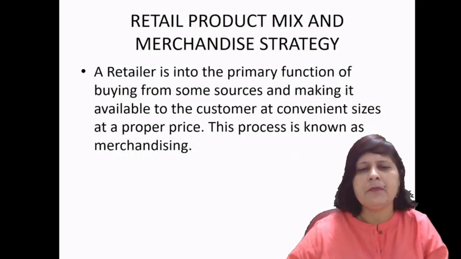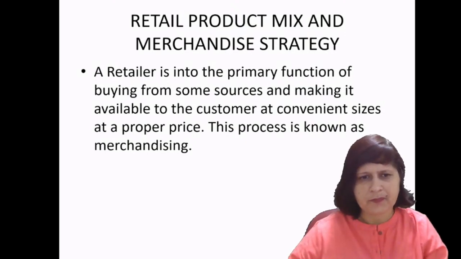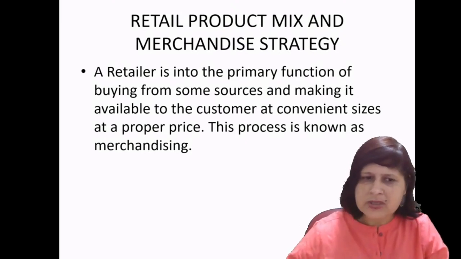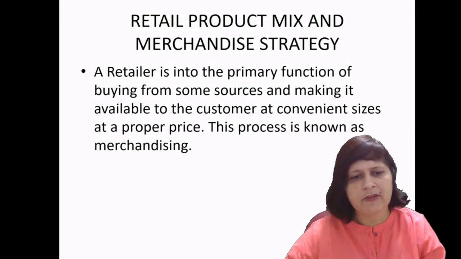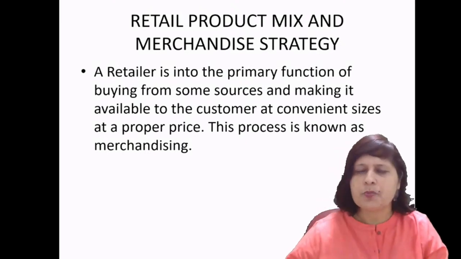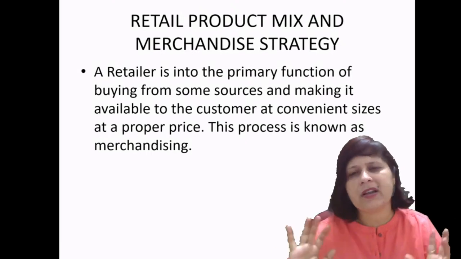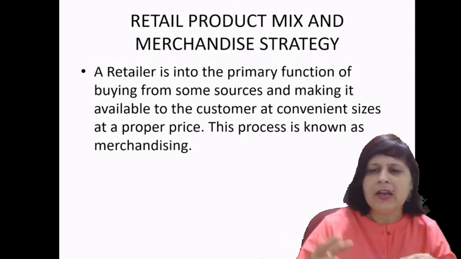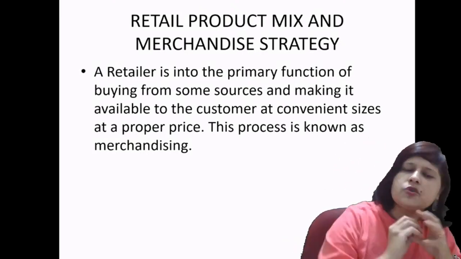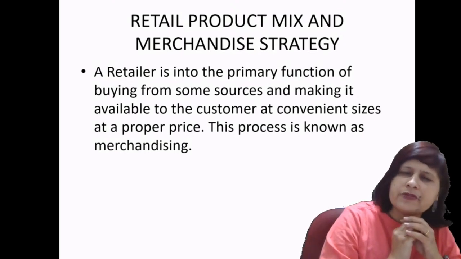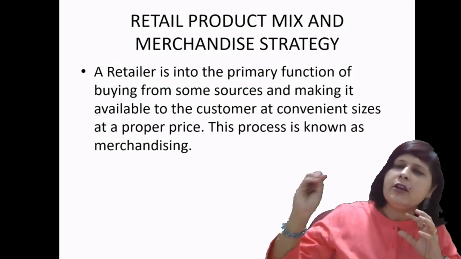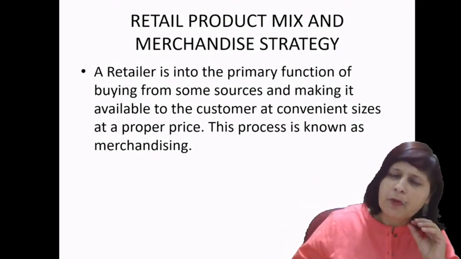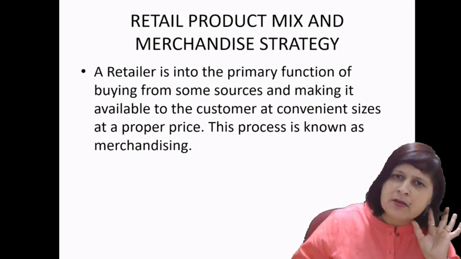Retail product mix and merchandise strategies. A retailer is into the primary function of buying from some source and making it available to the customer at convenient size and at proper price. This process is known as merchandising. So what is merchandising? What does a retailer do? The primary function of a retailer is to purchase the product from some source, and make it available to the end consumer for final consumption at the convenient size and the proper price. Right?